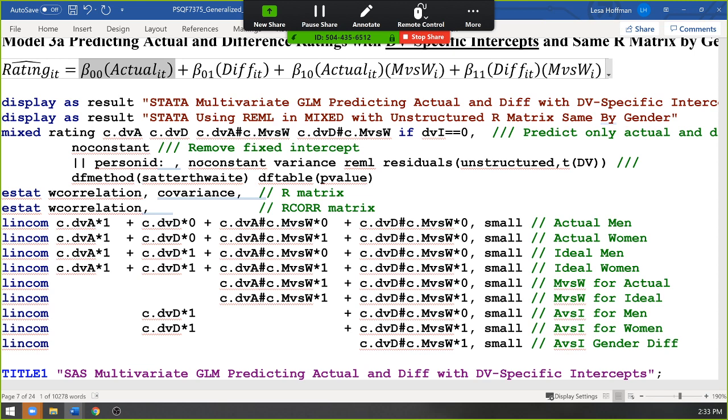Watching the chat window eagerly. What is that? Intercept for actual. Correct. What's that?